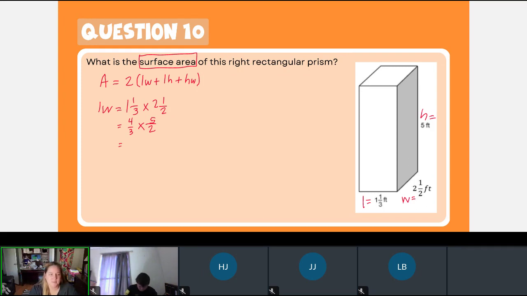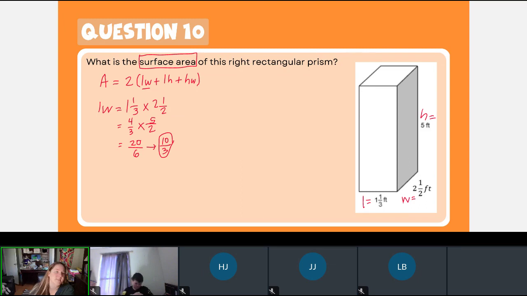4 times 5 across the top is 20. 3 times 2 on the bottom is 6. And that can be simplified a little bit more, right? To 10/3. Okay, so that is our length times width. So we'll just hang on to that for a second. Then the next, so we've got that one done.